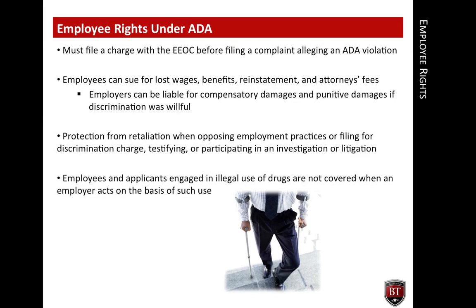As with other Title VII discrimination claims, an employee must file a charge with the Equal Employment Opportunity Commission before filing a complaint alleging an ADA violation against an employer. Once filed, an employee can sue for lost wages, benefits, reinstatement, and attorney's fees and any other benefits or payments lost from discriminating action. An employer can be liable for capped compensatory damages as well as punitive damages to the employee if it was found the discrimination was intentional and willful.